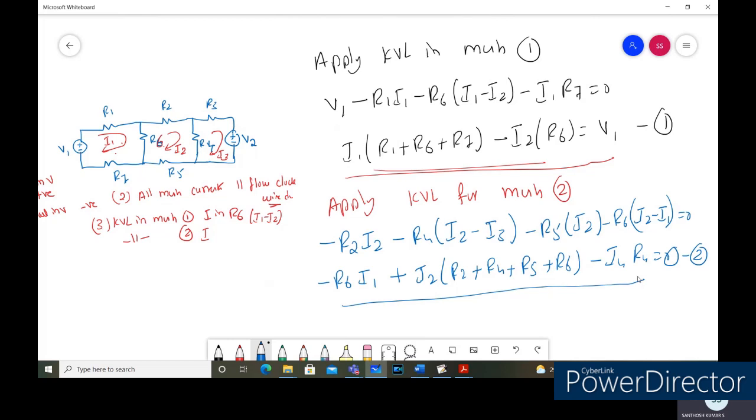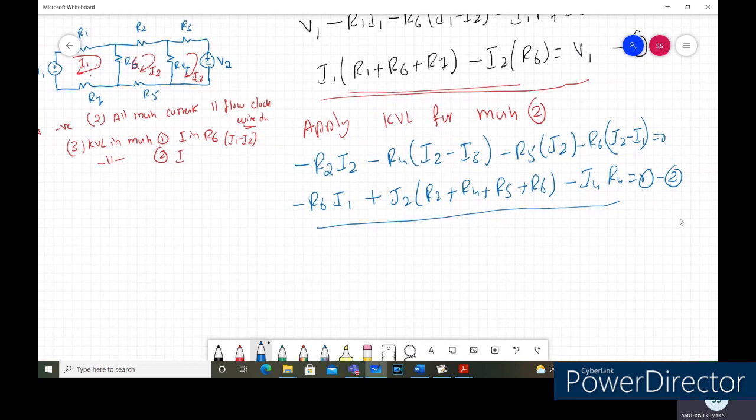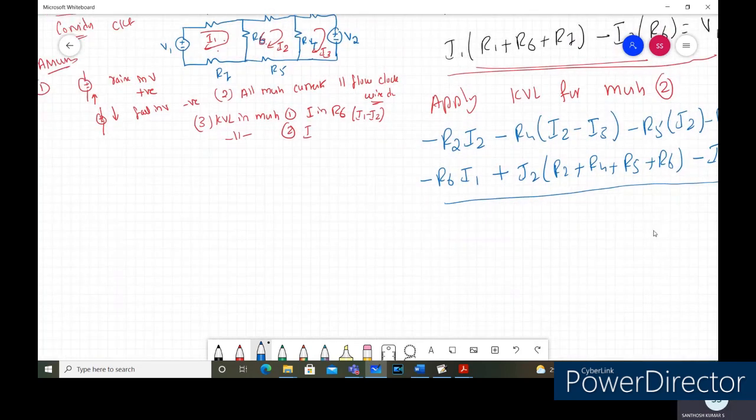Now we got the mesh current equation 1 and the equation for mesh current 2 here. Now we'll apply the KVL for mesh 3. On mesh 3, let us apply the KVL.